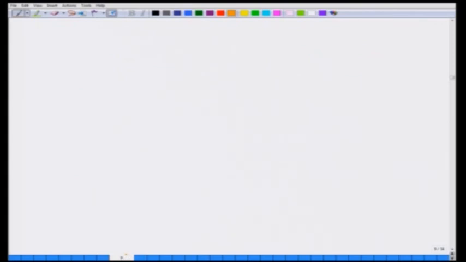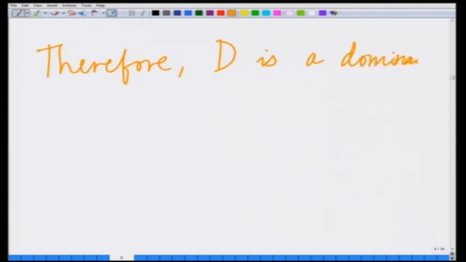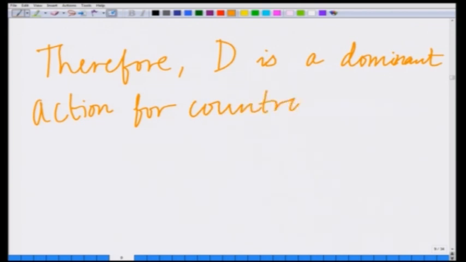In fact, the game is symmetric, therefore, choosing defense D is a dominant action for country 2. So, you can see there is a dominant action for country 1, there is a dominant action for country 2, and the importance of a dominant action is naturally, since the dominant action is a best response irrespective of what the other player is doing, the players always choose their dominant action.